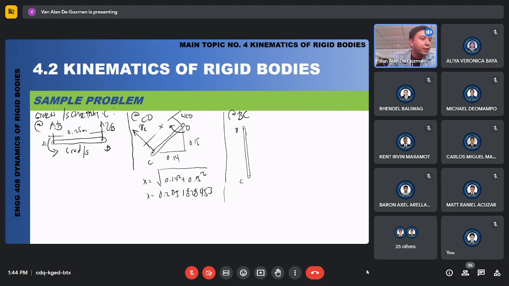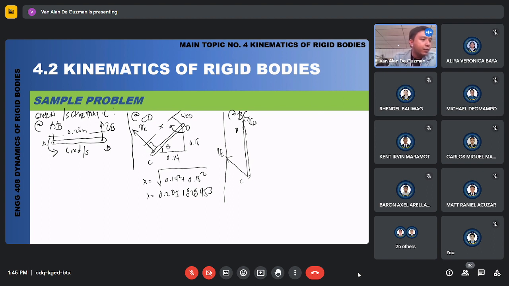At point B, what is its motion? It has an upward motion, which is V sub B. How about at point C? What is its motion? We have a particular motion right here. Now, how do we account for this velocity of C? This one is perpendicular. How do we account for that value?